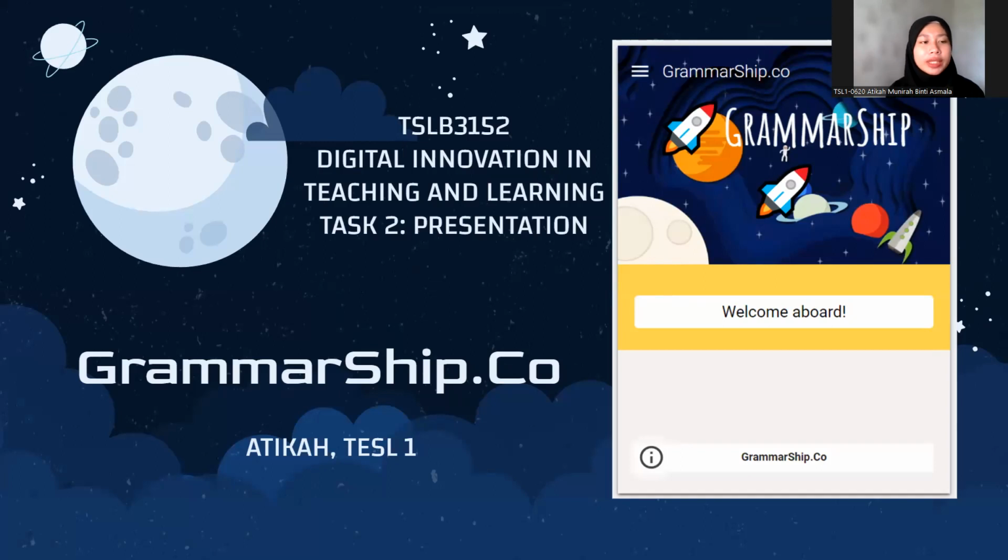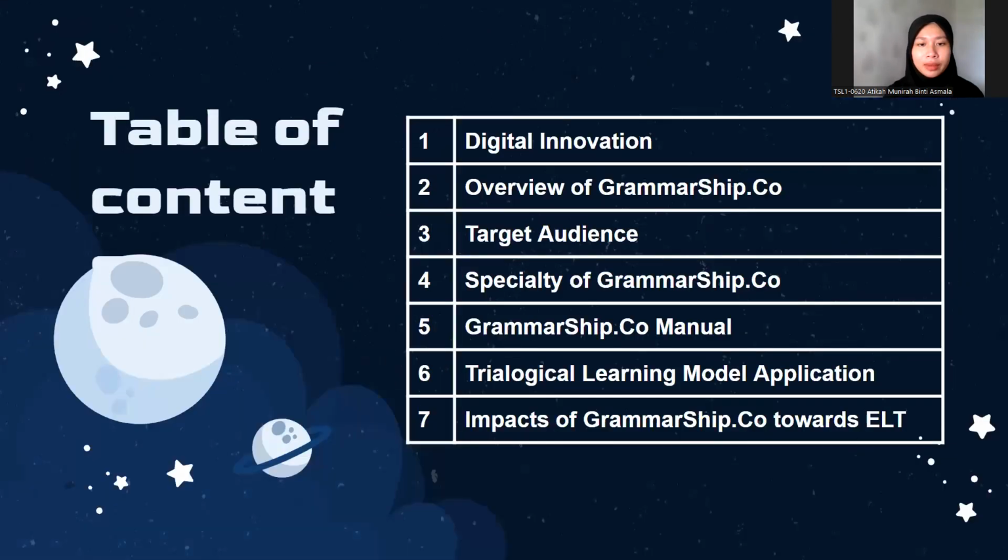My digital innovation is a website called grammarship.co. This is the website. So in my presentation today, I will be talking about digital innovation, an overview of grammarship.co, the target audience, the specialty of grammarship.co, the manual, the trialogical learning model application, and the impacts of grammarship.co towards English language teaching.